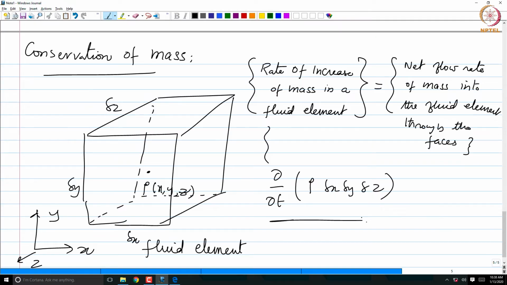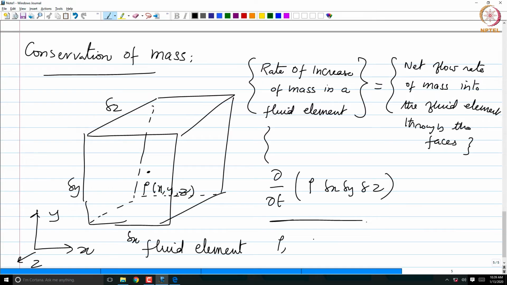Okay. Now we have to look at what is the net mass flow rate, right? The net flow of mass into the fluid element through the phases. What will be a mass flow rate across a particular phase? What will be an expression for mass flow rate in terms of, let's say, the density and the velocity of the fluid and the area of the surface that we are looking at?